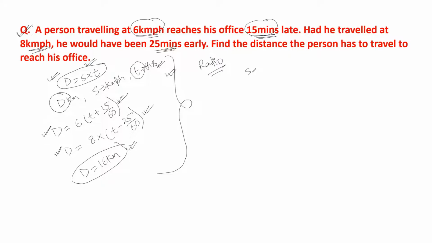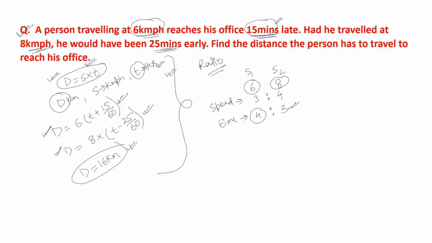Here, the two speeds are given to be 6 kmph and 8 kmph. So the ratio of speeds would be simply 3:4. In both cases, the distance traveled is constant, so the speed and time would be inversely related. So the ratio of time would be simply 4:3. That means if the person travels with a speed of 6 kmph and it takes 4 parts of the time, then when the person travels at 8 kmph, it would take 3 parts of the time.